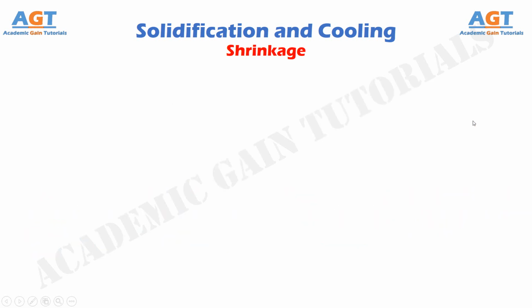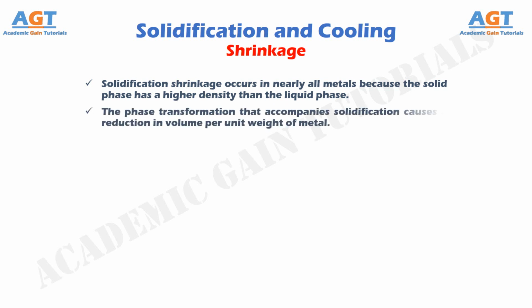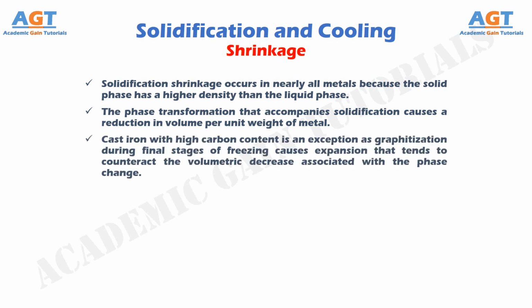Solidification shrinkage occurs in nearly all metals because the solid phase has a higher density than the liquid phase. The phase transformation that accompanies solidification causes a reduction in volume per unit weight of metal. Cast iron with high carbon content is an exception, as graphitization during final stages of freezing causes expansion that tends to counteract the volumetric decrease associated with the phase change.